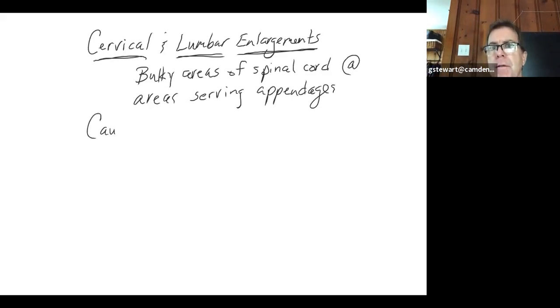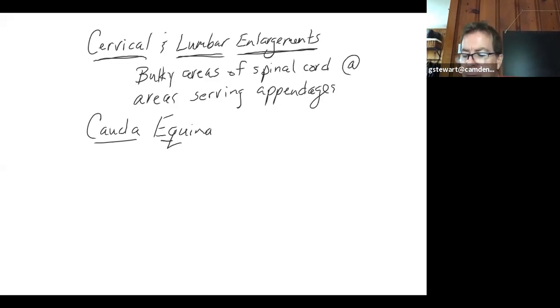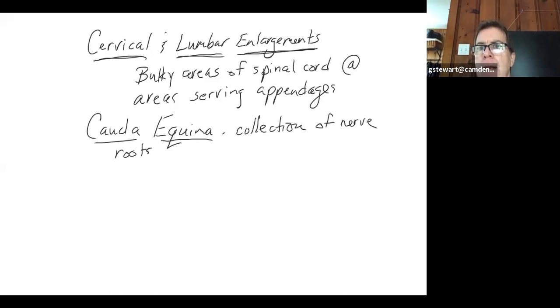Almost finished with this glossary. Cauda equina. Equine means horse. This is just a whole collection of nerve roots at the very base of the spinal cord. Emanating from the base, inferior end, and it sort of looks like a horse tail, which is where it got the name cauda equina. Cauda means tail, equina means horse.